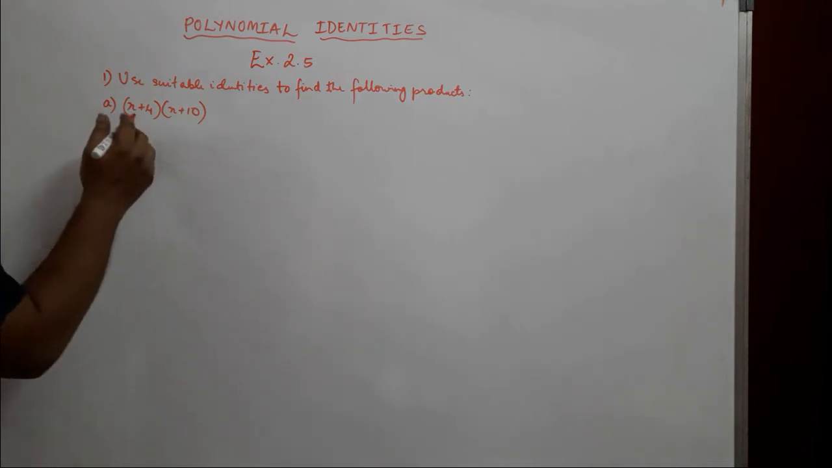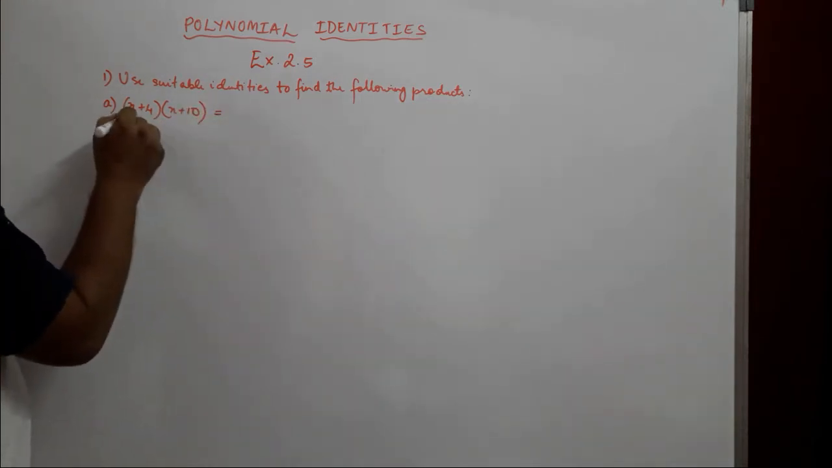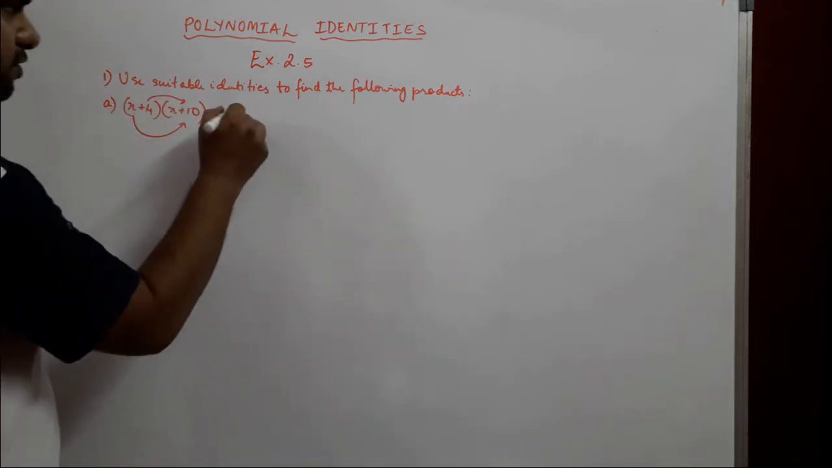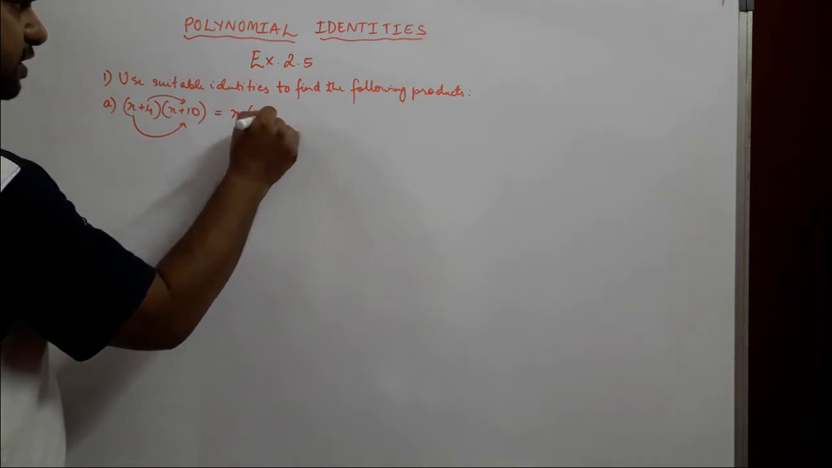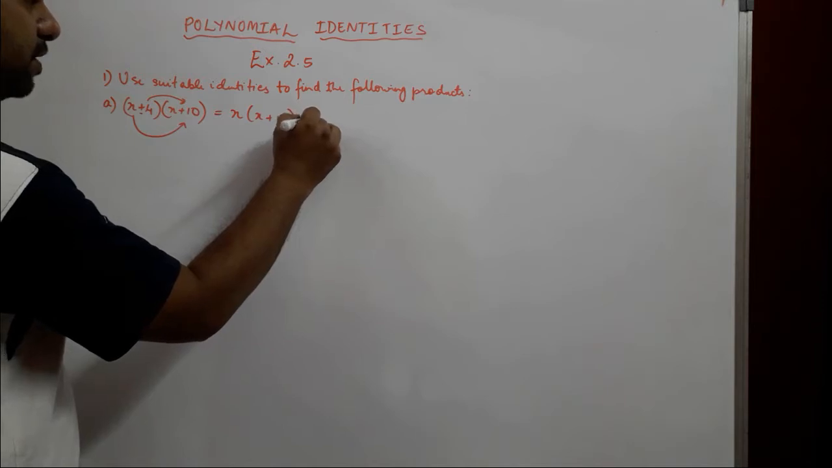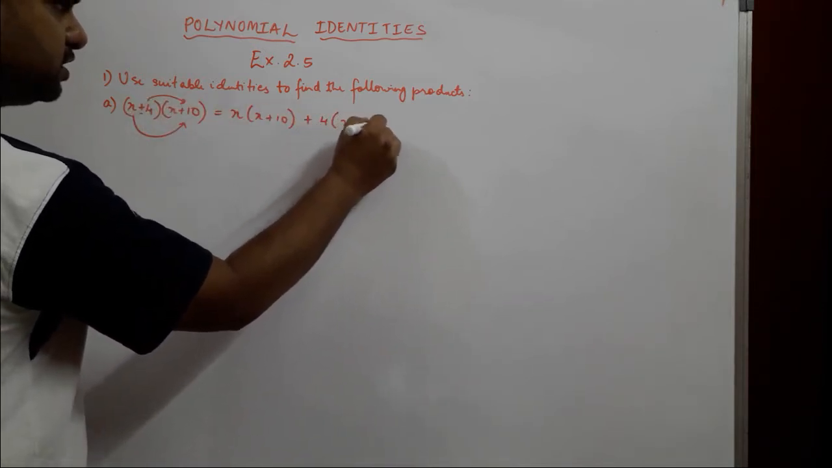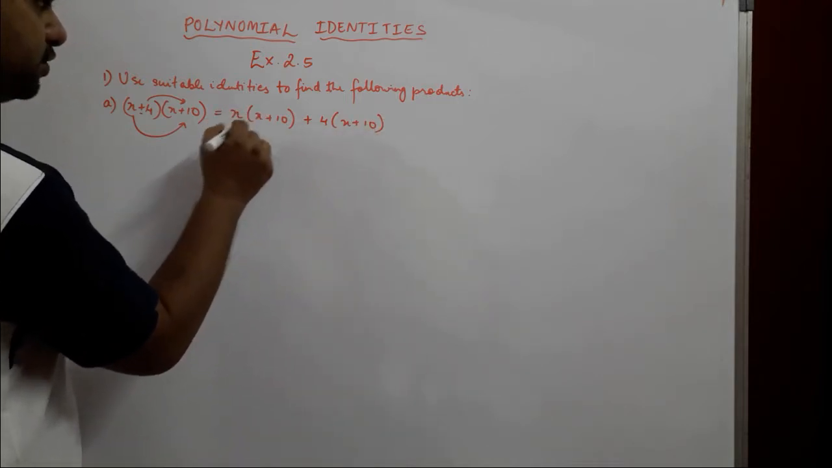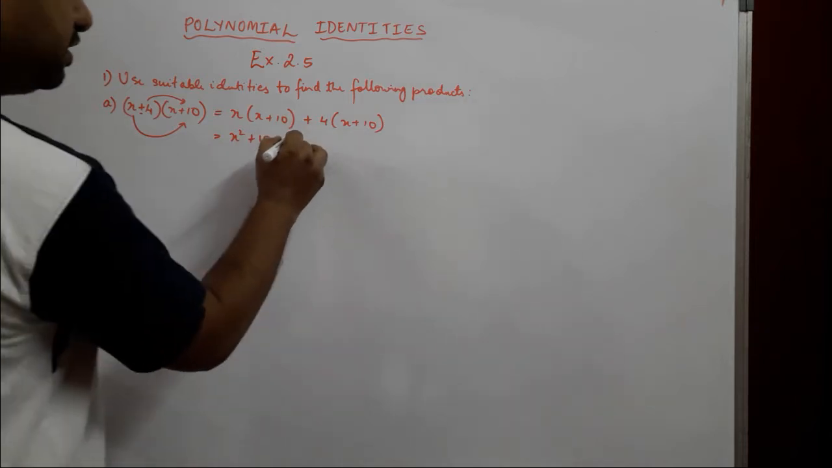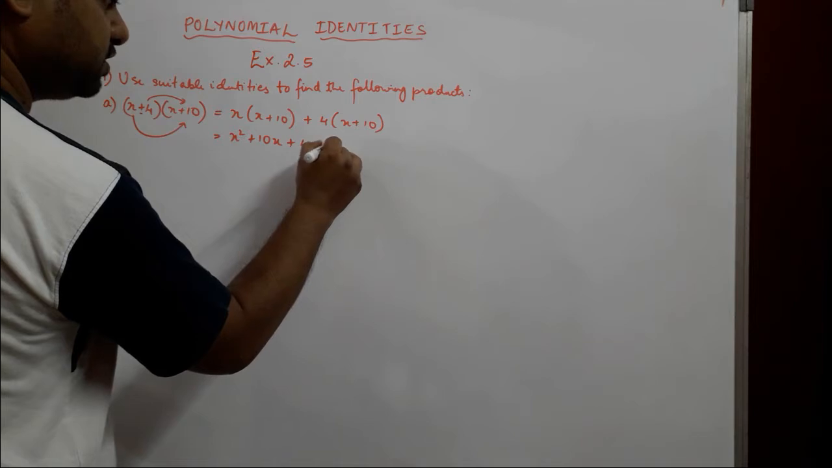This is in the form x plus a into x plus b. So what we need to do is multiply x into this entire bracket and then 4 into this entire bracket. So we'll do x into x plus 10, followed by the plus sign, so we'll get plus 4 into the entire bracket x plus 10. X into x gives us x square, x into 10 gives us 10x, then plus 4 into x gives us 4x, and 4 into 10 gives us 40.